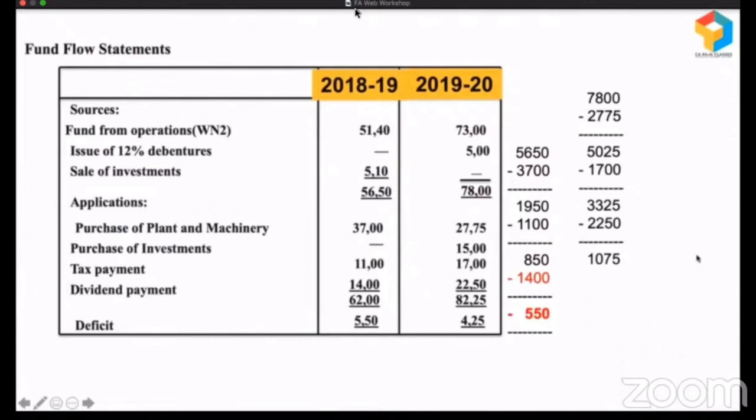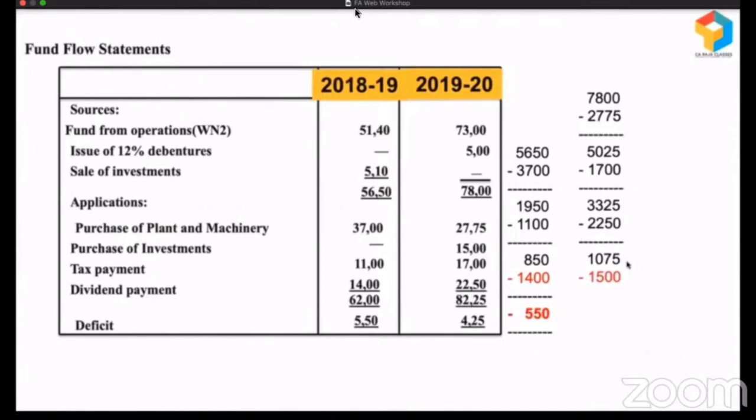At this point they should have put a brake, but what they did, they went and purchased an investment of 1,500 when they are left with funds of only 1,075. It means this is the grave mistake which they should not have committed.